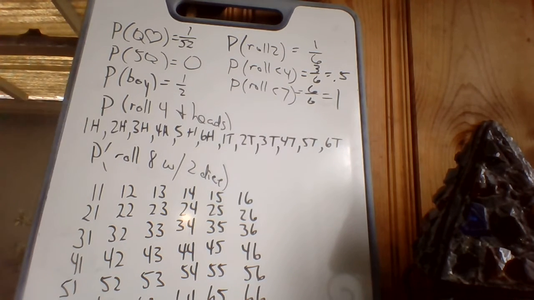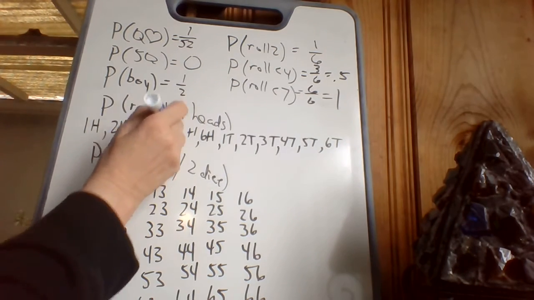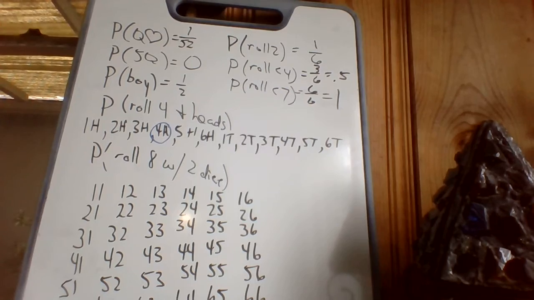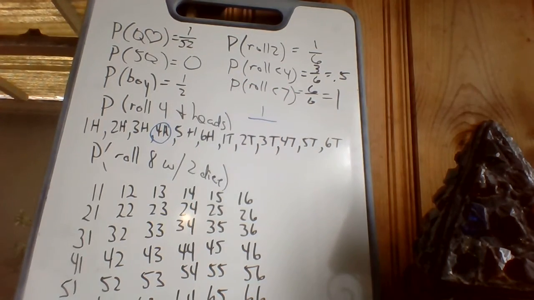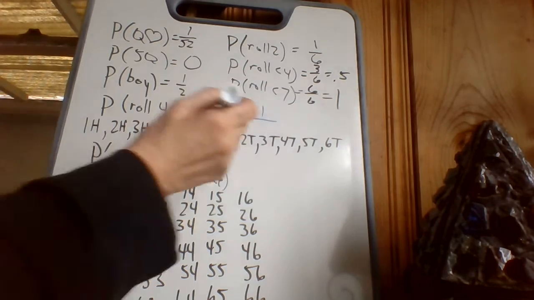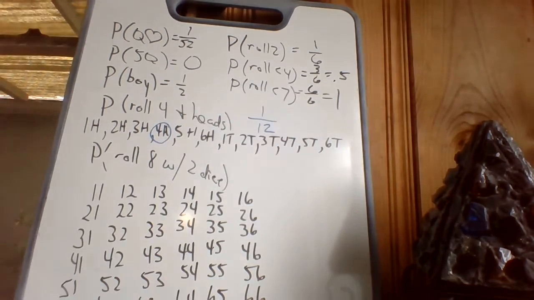All right, I just have to answer this. 4 and heads. Let's see, that's this one. The numerator is 1. The whole reason for writing the sample space was so I could count it up. There's 12 things there. 1 out of 12.